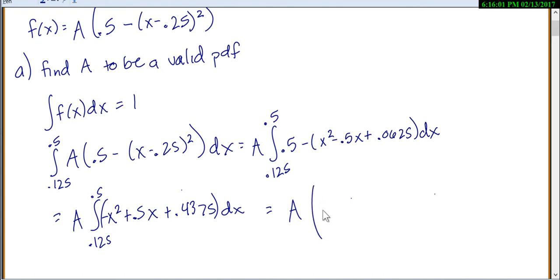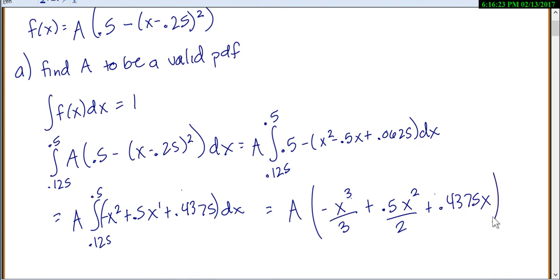So negative x squared, you'd raise the power and divide by your new power. So plus 0.5, and then this x, it was a power of 1, so we'll raise the power by 1 and divide by our new power, plus 0.4375x. So you integrate just the constant, it becomes 0.4375 times x. And we'll evaluate that from x equals 0.125 to 0.5.